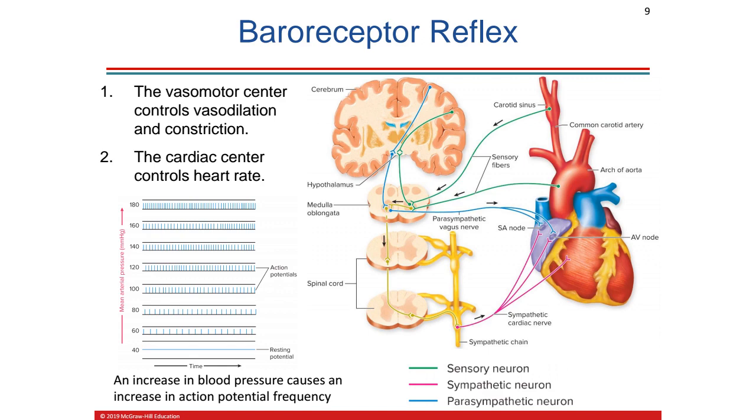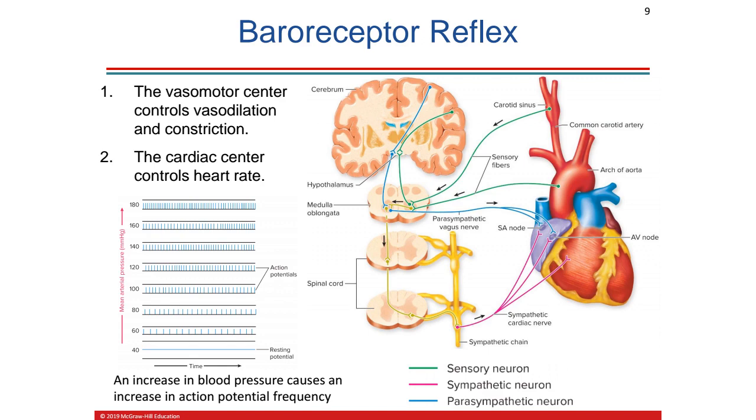Within the medulla oblongata, the vasomotor center controls vasodilation and constriction. This is primarily done through the sympathetic nervous system. Also within the medulla oblongata, we have the cardiac center, which controls heart rate, and it controls the heart rate with both effects on the sympathetic as well as the parasympathetic nervous system.